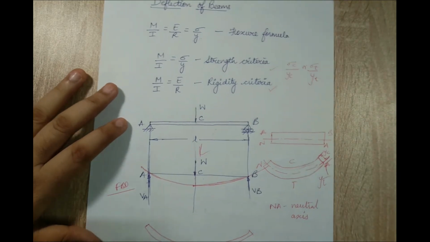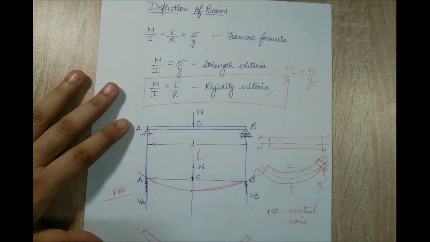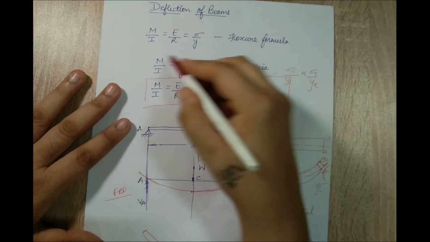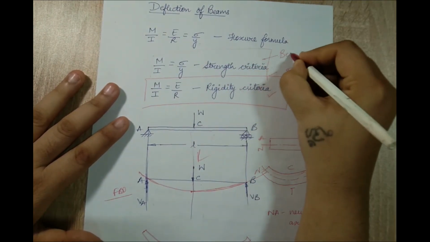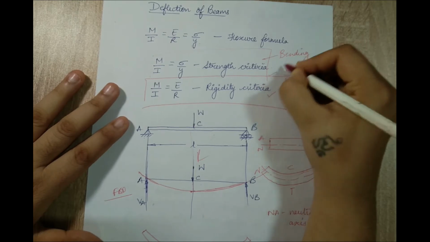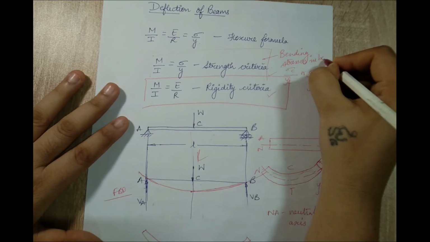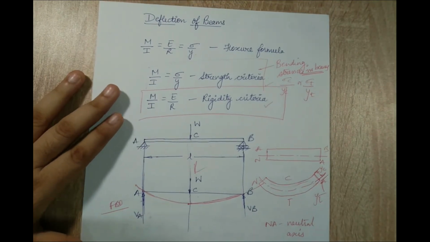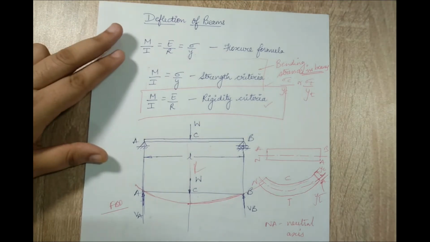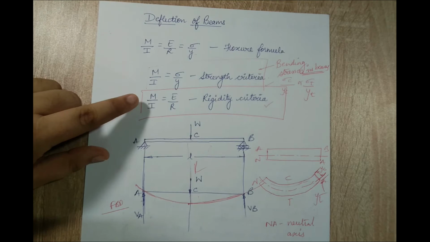So this chapter, deflection of beams, is basically going to deal with only this part of the formula, which is M by I is equal to E by R. The strength criteria part of the formula will be dealt with in the chapter on bending stresses in beams. These are the two chapters which combine, and that's how you can use the flexural formula. But here I am going to use only the rigidity criteria part.